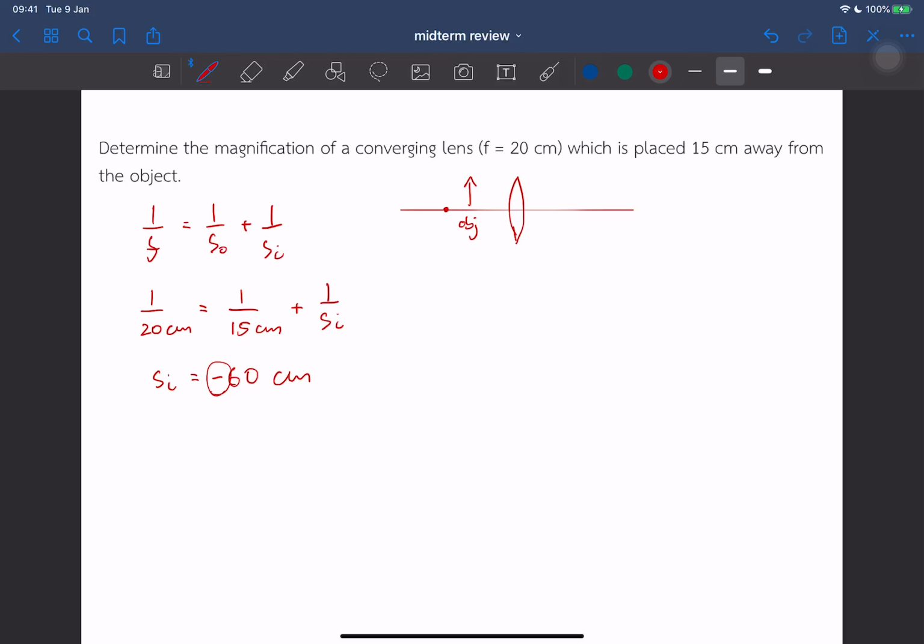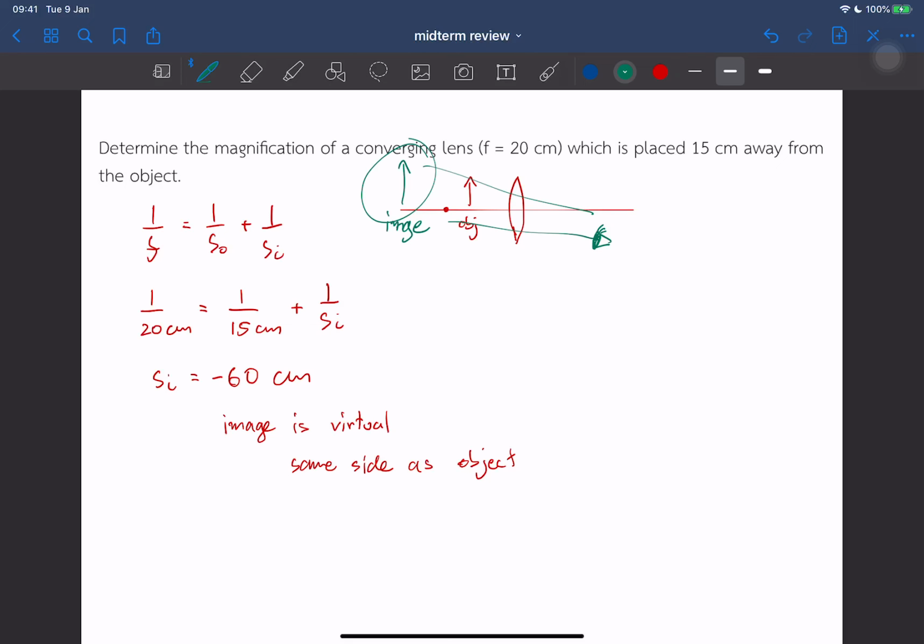So the minus sign, again, what does it mean? It means that the image is virtual. It means that an image is the same side as the object. So that means the image is somewhere here. And that's why it can be used as a magnifier, because if you look at this thing, it kind of looks larger than the actual object.